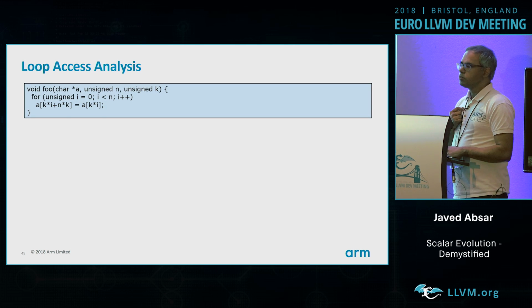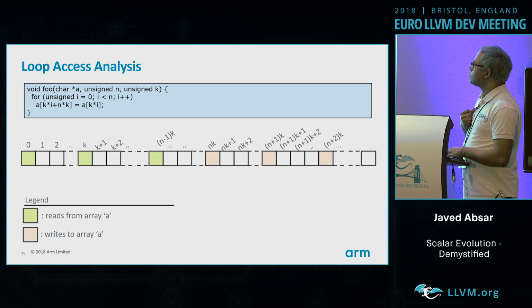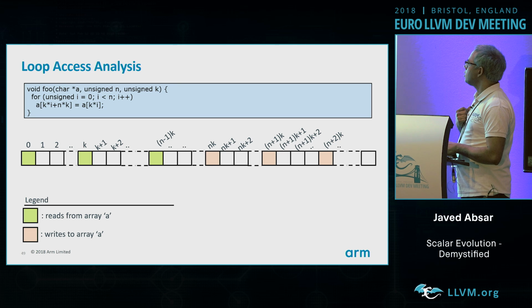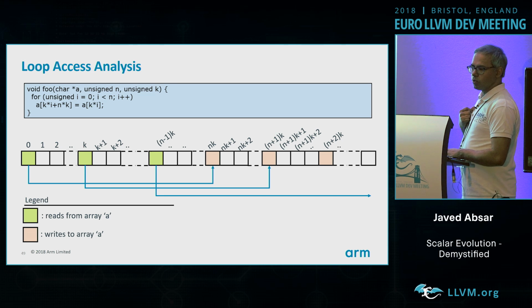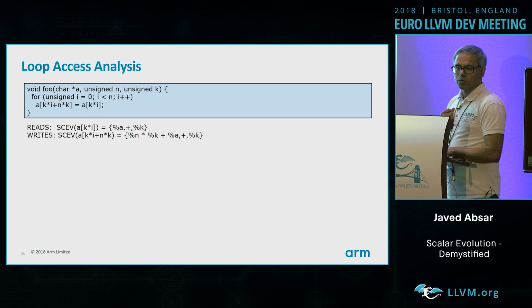So again, with an example, you're reading from A with a stride of k, and you're writing with a stride of k, so k times i. But there's an offset of nk. So these are non-overlapping. This is what's happening. The green ones are what you're reading with a stride of k, and writing to this. Of course, we can see here, okay, there is no overlap. But what does SCEV do? Again, does what it does best.